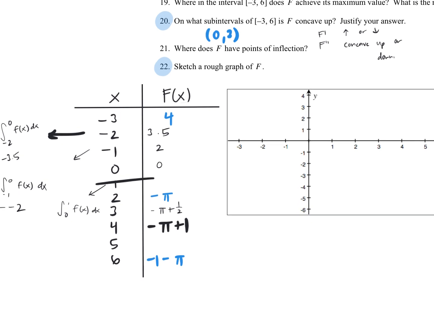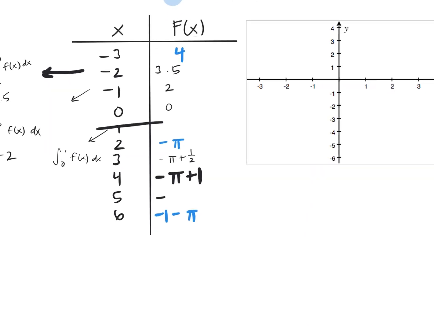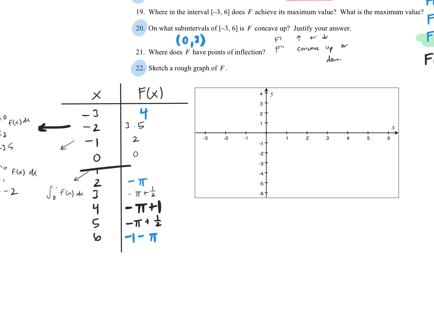And then lastly 5. If I add up to 5 over here, that's going to be an area of 1/2 as well. So I would have a 1 and a negative 1/2, so that's positive 1/2, and a negative pi to give me, again, negative pi plus 1/2. Then I can just go ahead and plot these points on here. So I got negative 1, 4, negative 2, 3.5, negative 1, 2, 0, 0. We skipped 1, so we're at 2, and then negative 3.14.